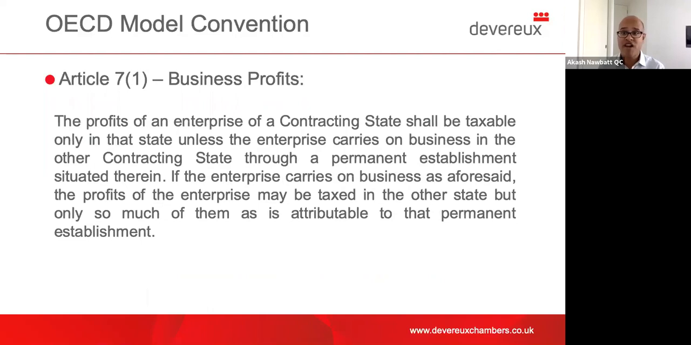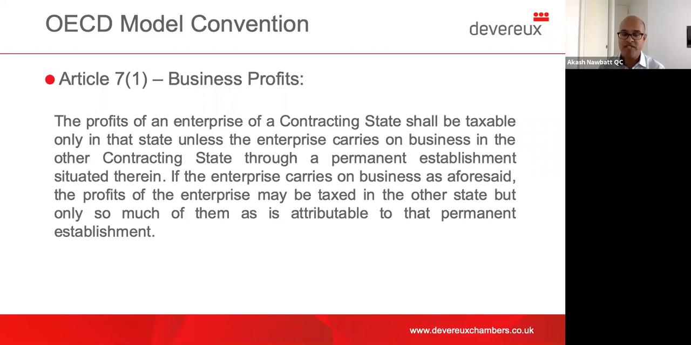The third relevant provision for the purposes of our discussion is Article 7.1. Article 7.1 allocates taxing rights in respect of business profits. And you can see that it does that by allocating taxing rights to the state of residence of the business, unless the enterprise carries on business in the other contracting state through a permanent establishment situated therein.